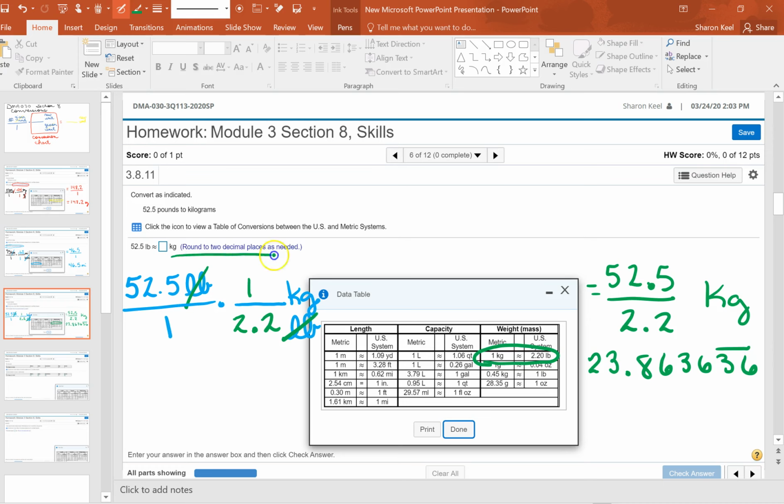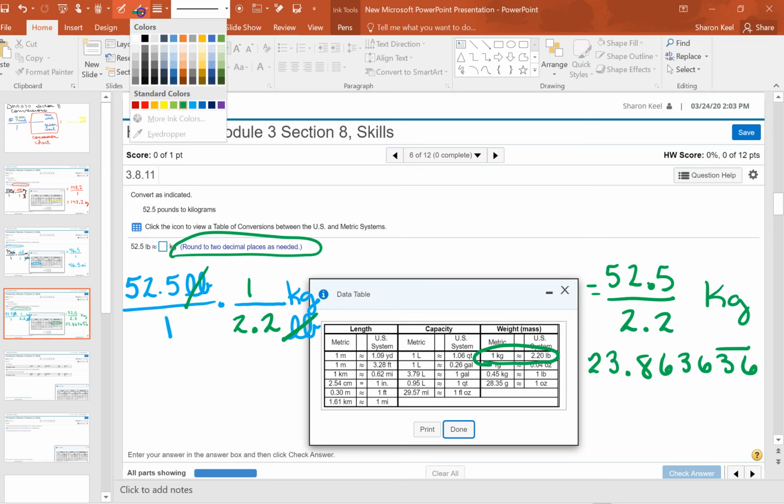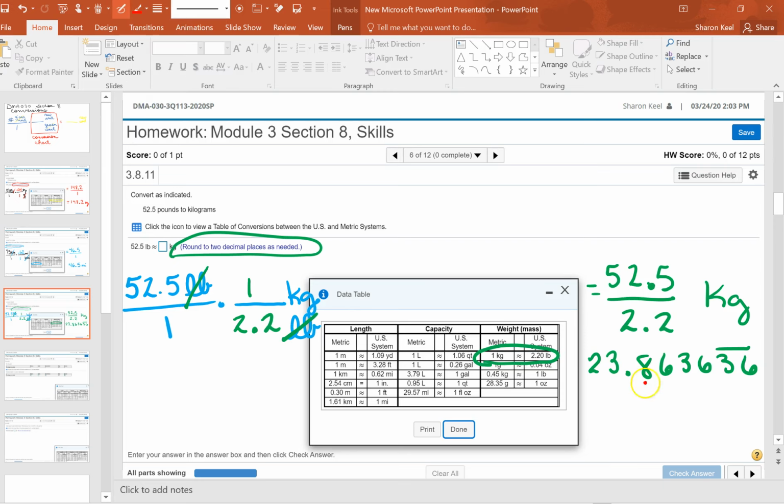As we look here, it's going to tell us to round to 2 decimal places as needed. So what we're going to look at is where 2 decimal places would be here. We're going to look at the third number and determine, does it make the 6 round up or stay the same? If this number is 0 to 4, the 6 stays the same. If this number I circled is between 5 and 9, it will go up 1. In this situation, since it is a 3, it would require that the 6 stay the same, and we're going to label kilograms.